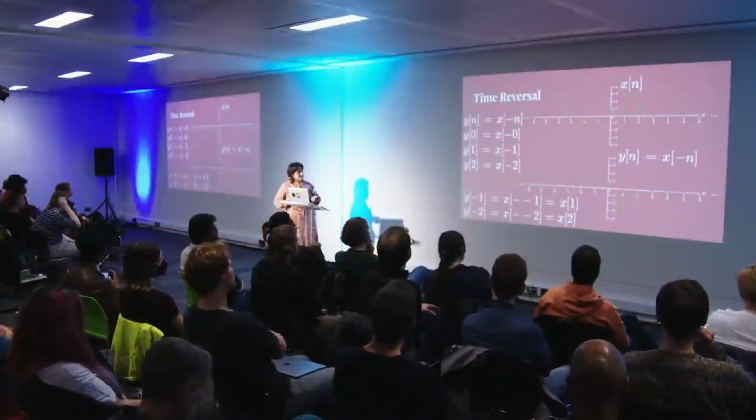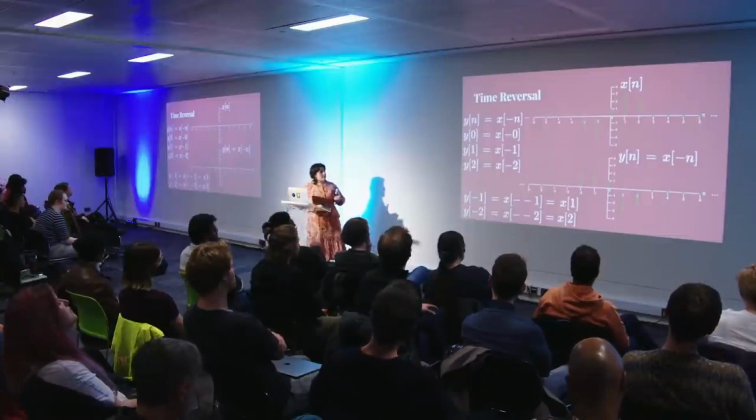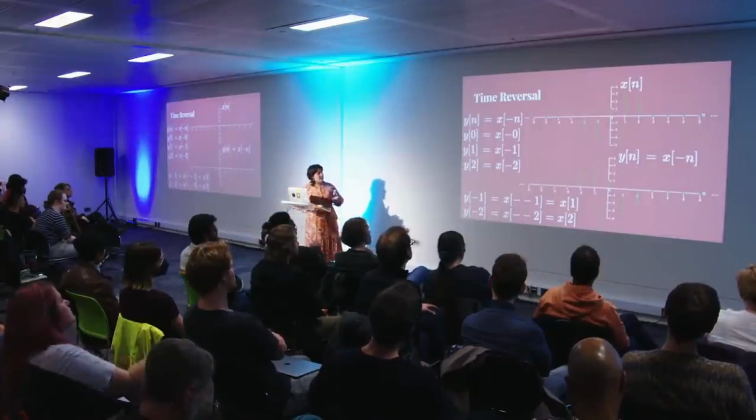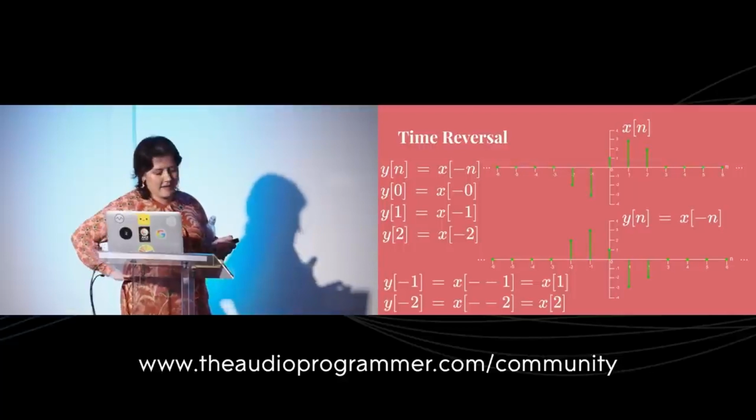The next operation is time reversal. We can see that this is another example of an odd signal. In time reversal, the notation is x of -n. So we want y of n, the output, to be x of -n. And what this -n does is it means that we are going to flip the signal around the y-axis.